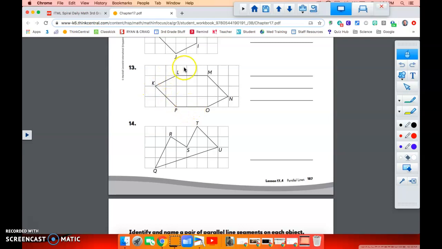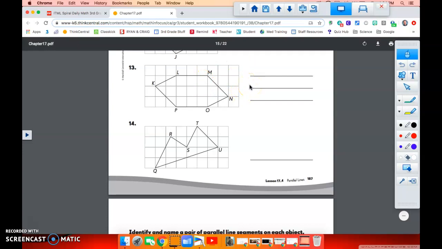And let's look at KL. Well, we obviously know this is not the one. But let's look at ON or NO. Over 2, up 1. Over 2, up 1. So NO and KL are parallel. And I think there's a third set because there's 3 lines. It's going to give us that hint.